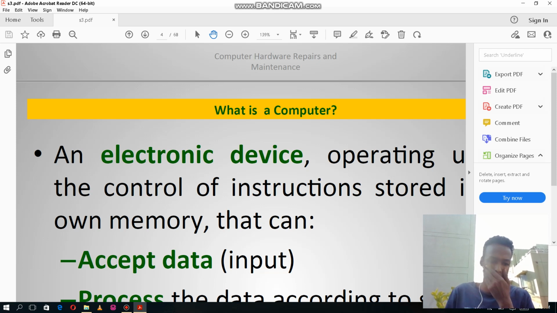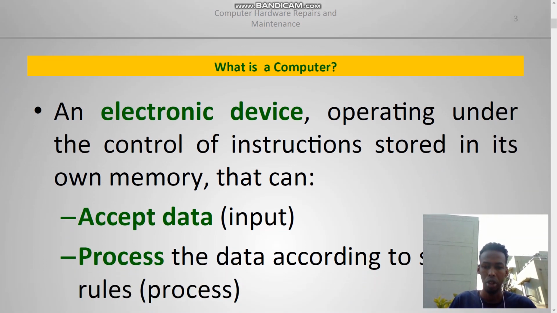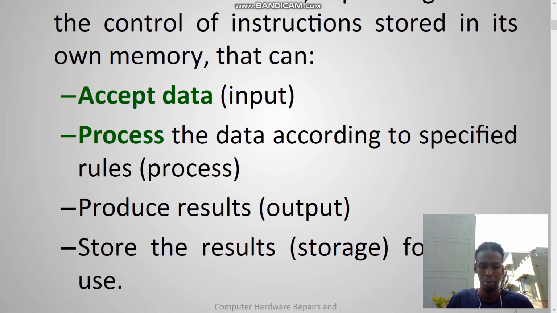Okay, what is the computer? A computer is an electronic device that processes input and output. It operates under the control of instructions stored in its own memory, and can accept data as input, process the data according to specified rules, and produce the result. This result is its output.